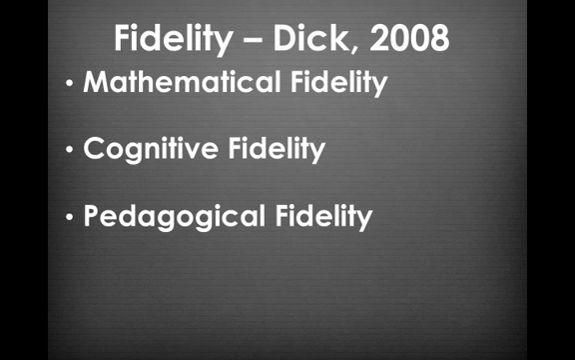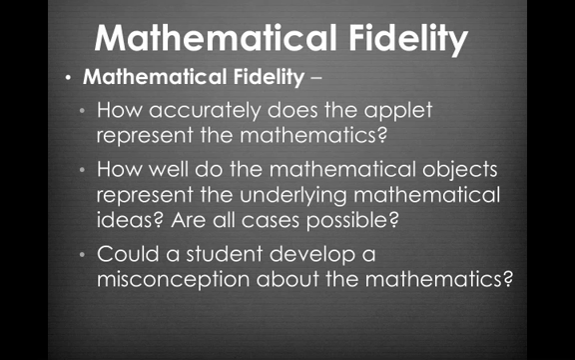So we're going to go through each of these three different kinds of fidelity. I'm going to describe each and then provide an example from an applet that may not have the kind of fidelity we're looking for. So, mathematical fidelity. Mathematical fidelity is about how accurately the tool allows you to represent the mathematics. Is the mathematics being accurate? Is 2 plus 3 actually 5 in the applet, or is it saying 4 or 6?